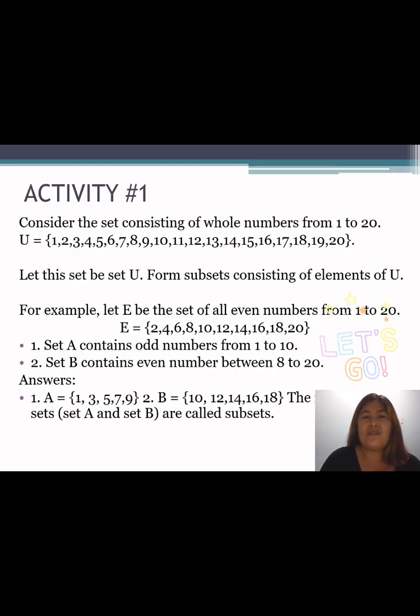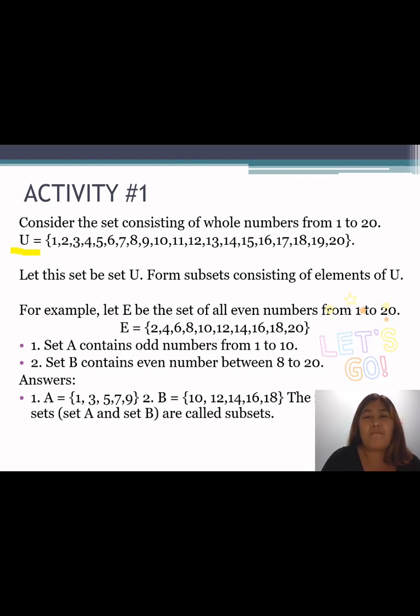Consider the set consisting of whole numbers from 1 to 20. So our set consists of whole numbers from 1 to 20. Let us name our set. Let us call it set U, wherein it contains the whole numbers from 1 to 20. So what are those? 1, 2, 3, 4, 5, 6, 7, 8, 9, 10, 11, 12, 13, 14, 15, 16, 17, 18, 19, 20.